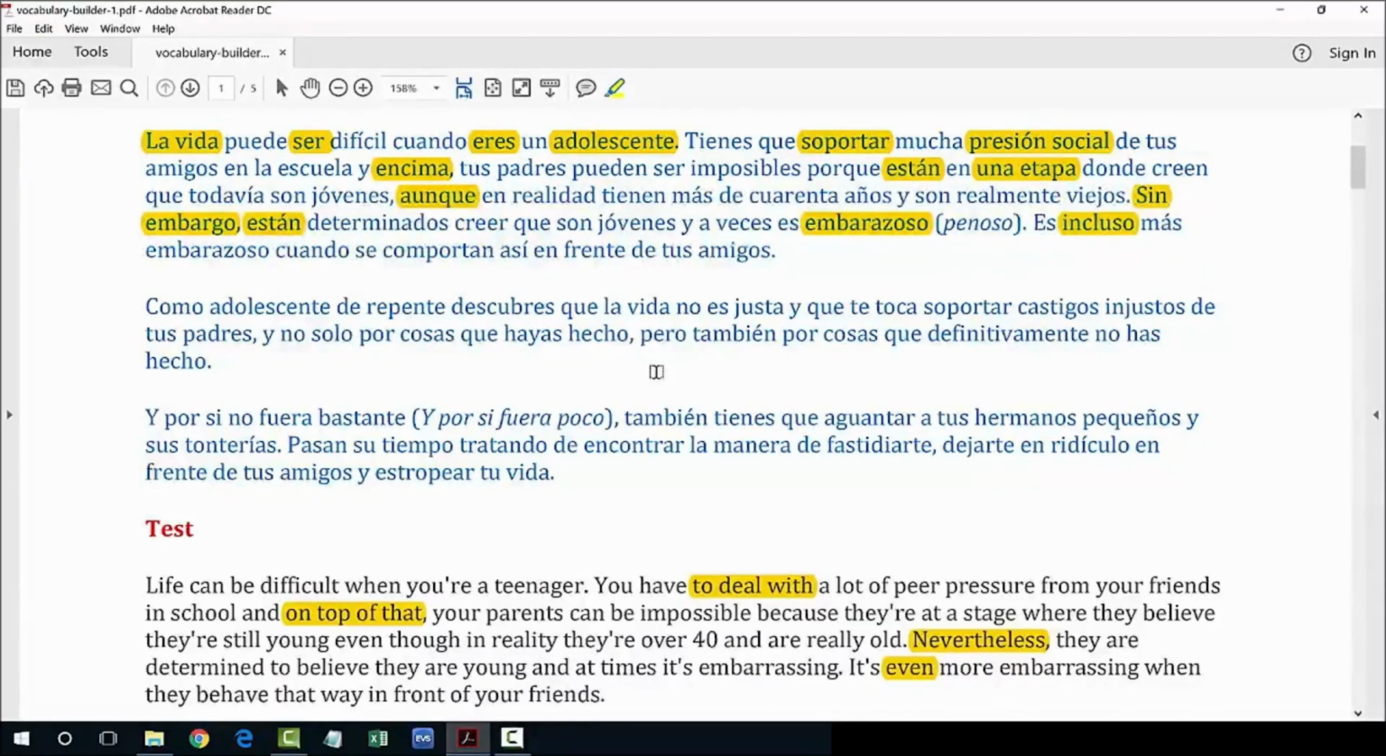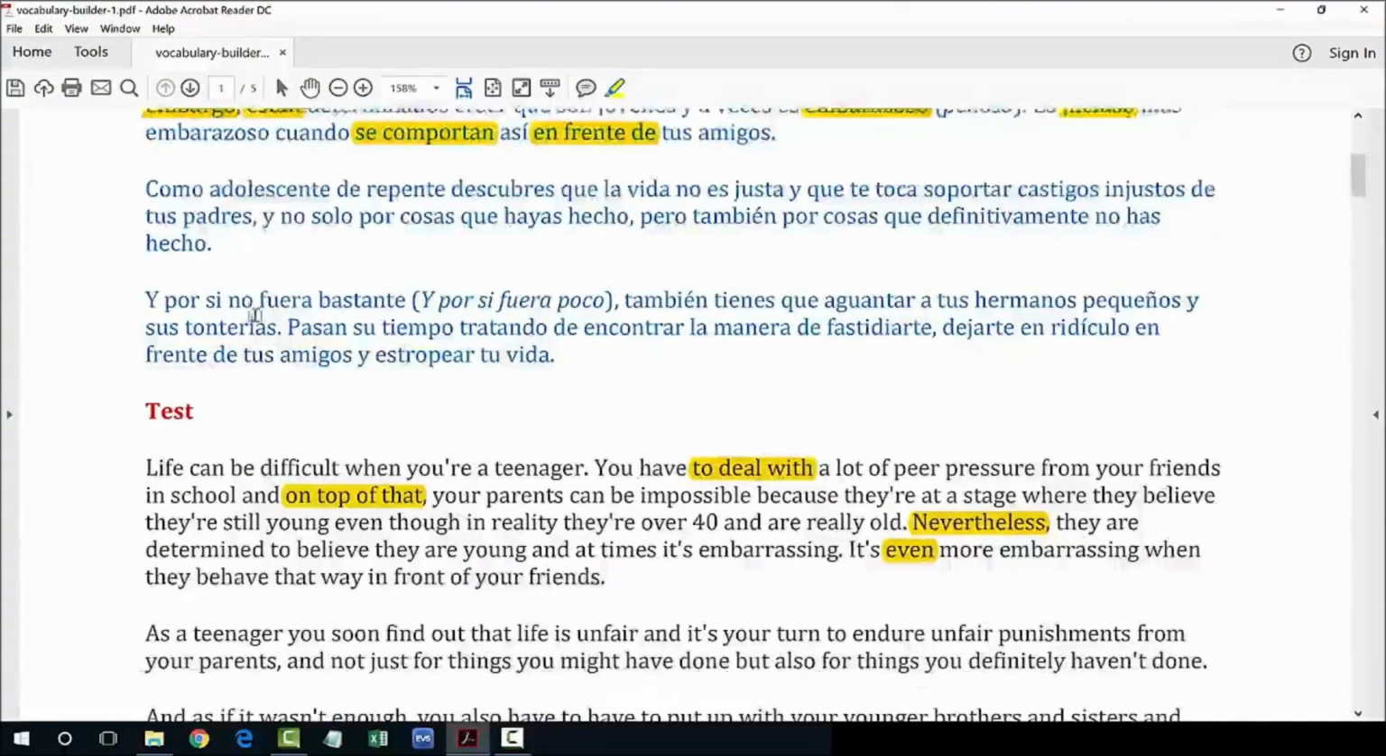Es incluso más embarazoso. Cuando se comportan así en frente de tus amigos. So it's even more embarrassing when they behave in this way in front of your friends. So the verb comportarse means to behave, and here you can see it's reflexive. They behave themselves, se comportan, like this. And then we have in front of, enfrente de. So here we have another nice piece of glue.